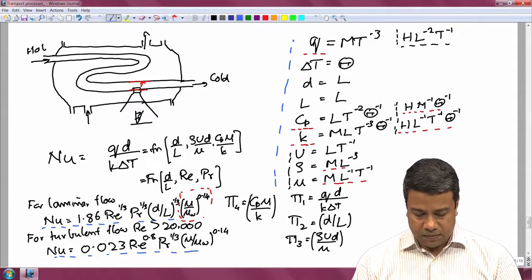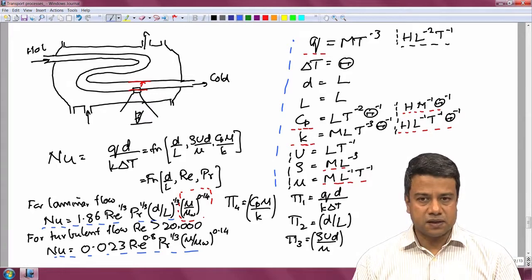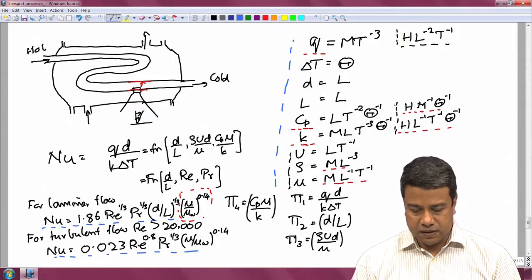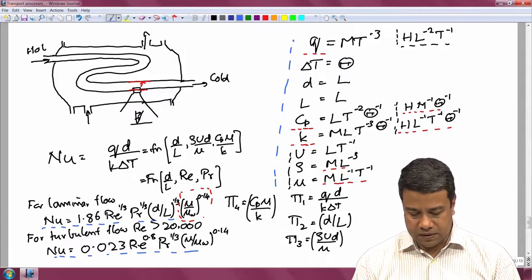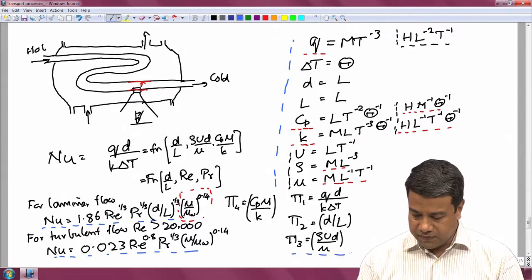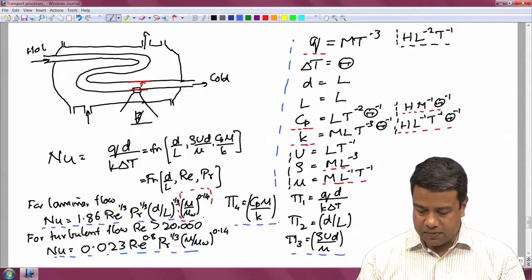Based upon this, we found that the Nusselt number, the non-dimensional average flux, depends upon 3 other quantities: the ratio of diameter to length of the pipe, the Reynolds number, and the Prandtl number, where we had defined these dimensionless groups. The Reynolds number is rho u d by mu, and the Prandtl number is Cp mu by k.